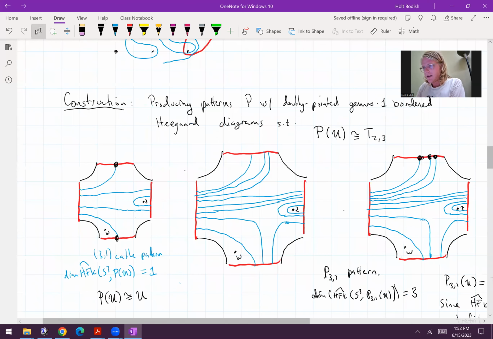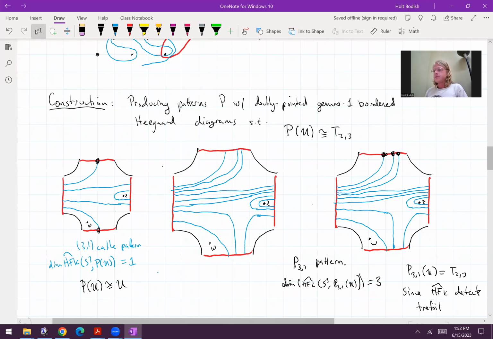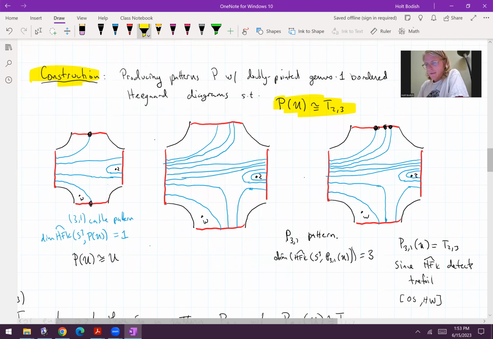So I mentioned in the previous talk that Chen used this theorem to compute tau of satellite knots where the pattern, if I included it into the 3-sphere, would be isotopic to the unknot. I want to present here a construction for producing a pattern with a doubly pointed genus 1 bordered Heegaard diagram so that the knot type of the pattern in S3 is the trefoil knot. So here's an infinite family of such patterns.